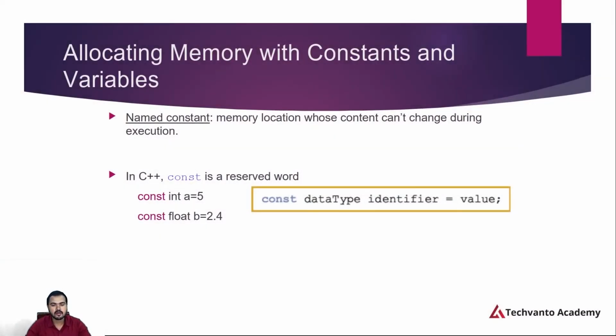We will look at what constants and variables are. Coming to the constant, if you don't want to change the value throughout the execution of the program, you can use the const keyword. const is the reserved keyword that we are going to use. For example, const int a = 5. This value remains the same throughout the entire execution of the program.